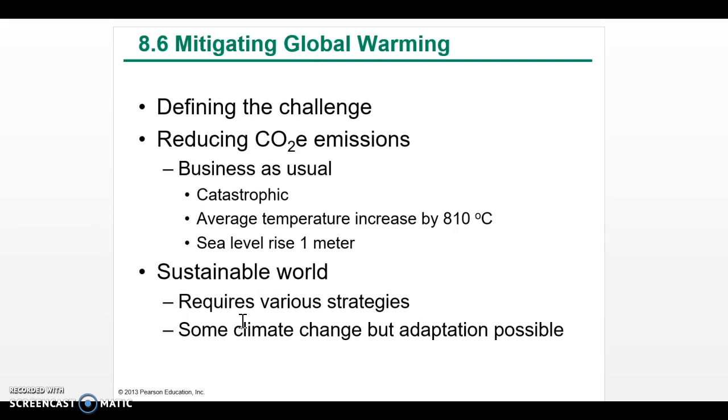One of the big problems with business as usual is it's going to be catastrophic. The average temperature increase will be 8 to 10 degrees Celsius and sea level will rise 1 meter. And so this is a big deal. It's going to cost us a lot of money as nations as a whole to relocate people, to build different kinds of structures to adapt. So this is a big problem in the world today.